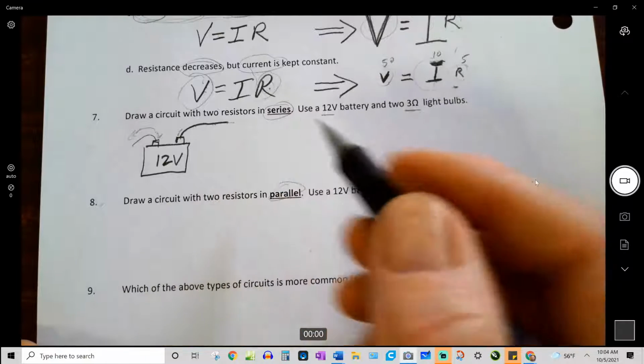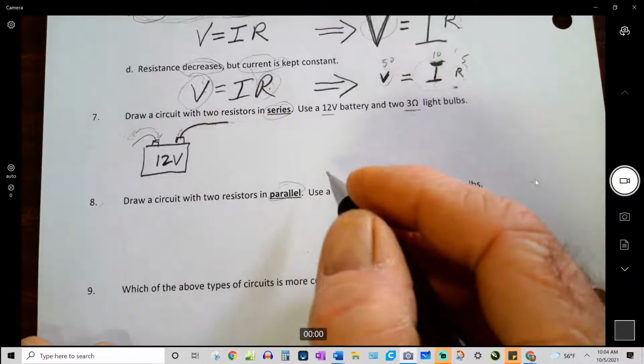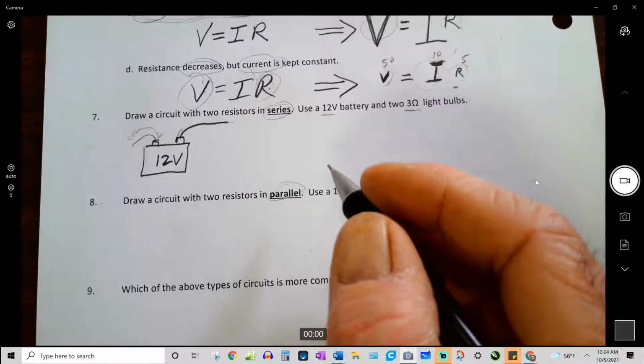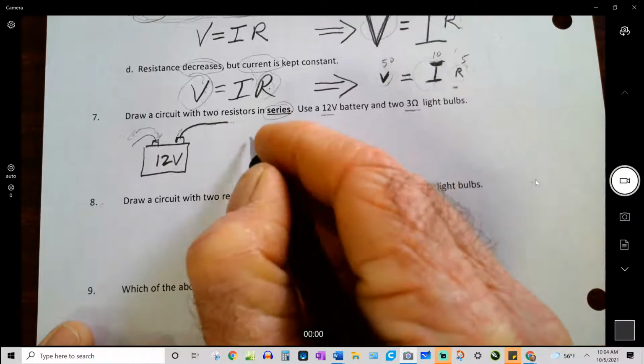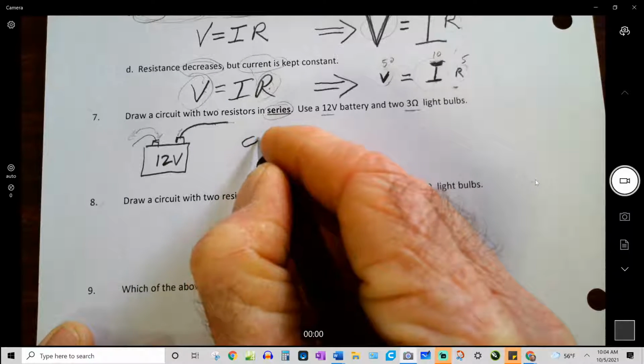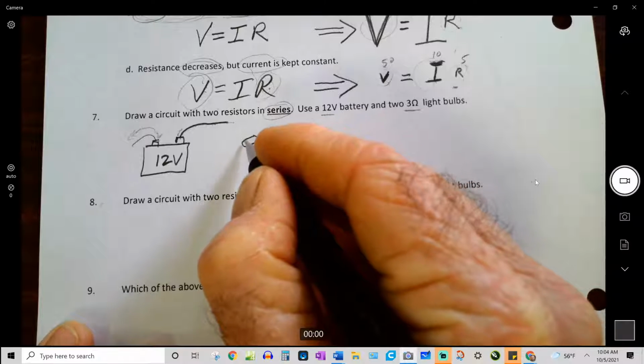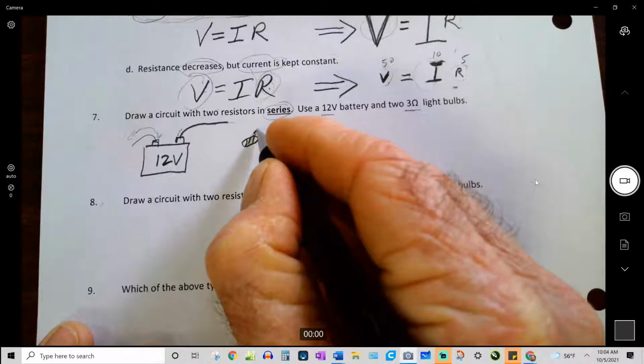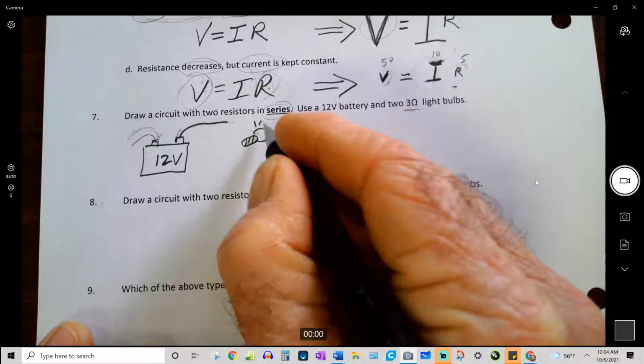So 2 resistors in series. I'm going to draw light bulbs, and there's a certain way I'm going to draw them just to make sure they fit in my diagram. I'm going to draw, here's the part of the light bulb with the threads, and this is the part that lights up. So here's my light bulb.